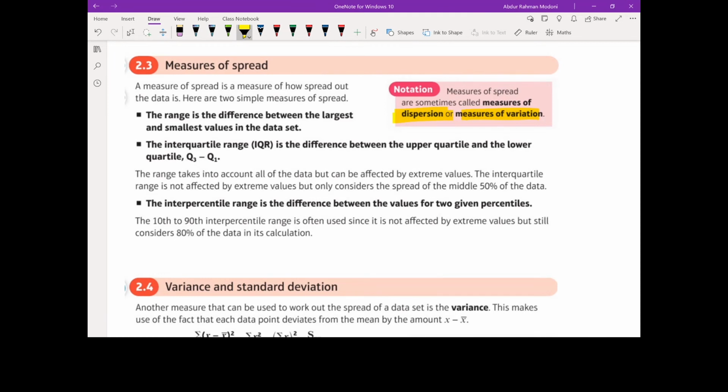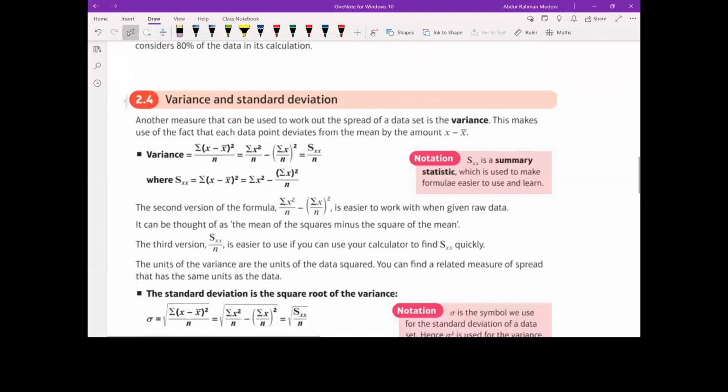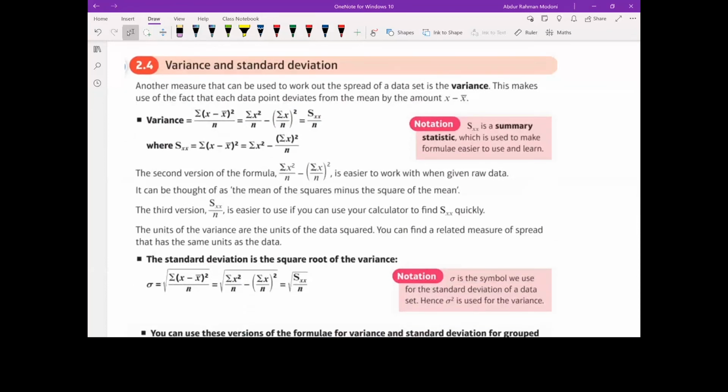In addition to that, we can use interpercentile ranges. For instance, if we're asked to find the 10th to 90th interpercentile range, it's essentially finding the value at the 90th percentile position and the value at the 10th percentile position, and taking them away, and that gives us the interpercentile range for 10th to 90th. But in addition to that, we are now looking at standard deviation and variance also being used as measures of spread. So let's take a look at how we work out variance and standard deviation.